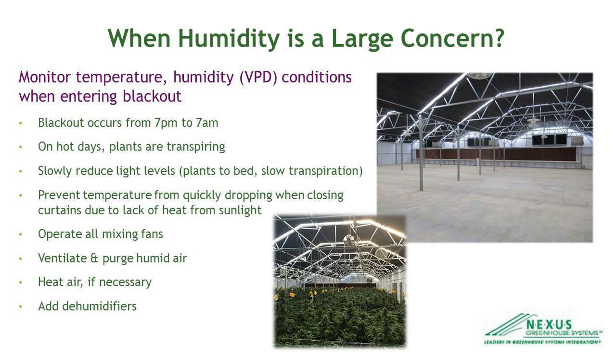As you saw with our psychrometric charts, when the temperature drops, you have a higher chance of hitting that dew point and reaching a point where you have to worry about outbreaks of mold. Operating your mixing fans the entire time you're in blackout is a wise decision, and of course purge any humid air throughout the night with passive ventilation or mechanical ventilation that's available to you, and then heat the air in the winter times if necessary to prevent reaching the dew point.